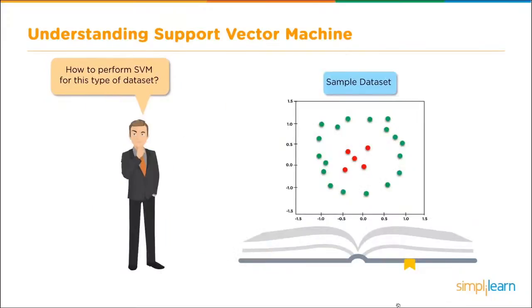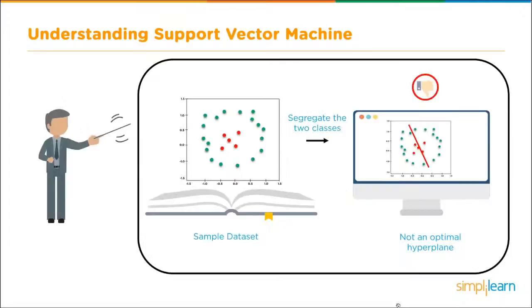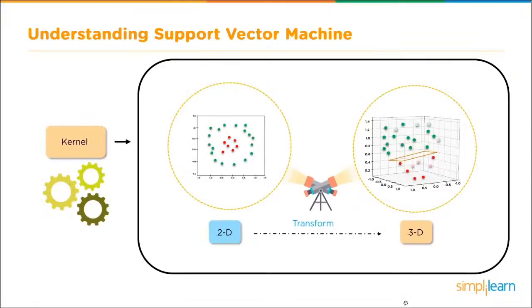What if we make it even more complicated? How do we perform an SVM for this type of data set? Here you can see we have a two-dimensional data set where the data is in the middle, surrounded by the green data on the outside. In this case, we're going to segregate the two classes. We have our sample data set, and if you draw a line through, it's obviously not an optimal hyperplane. So to do that, we need to transfer the 2D to a 3D array. And when you translate it into a three-dimensional array using the kernel, you can see where you can place a hyperplane right through it and easily split the data.